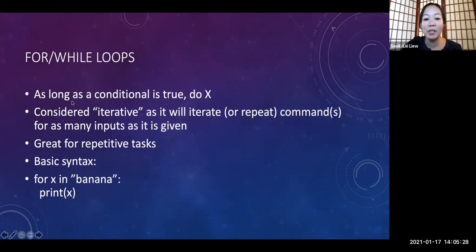So for or while loops will do something as long as the conditional statement is true. So they're often considered iterative because they will iterate or repeat a command for as many inputs as is given and as many rounds as the conditional remains true. This is really great for repetitive tasks. So let's say for some reason you wanted to print to the screen every letter in the word banana. You could have something like for X in banana. So this is assigning this variable X with the value of each letter in banana, print X. And what that will do is print out each letter in banana one at a time.